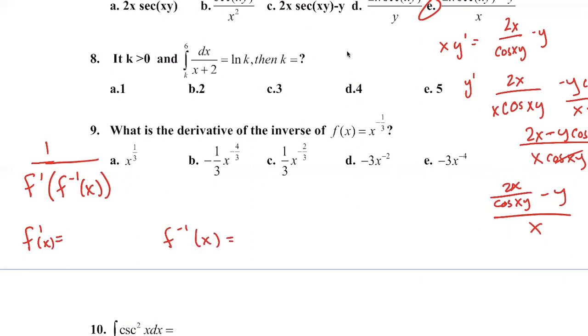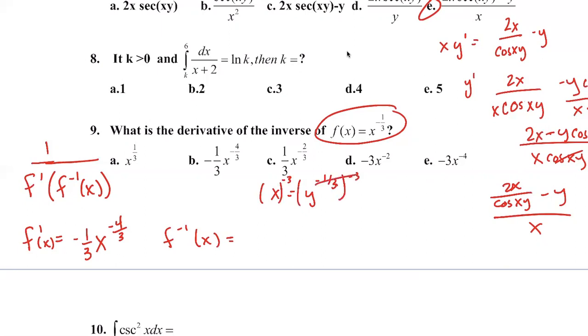So what is the derivative of that function? Negative 1/3 x to the negative 4/3. That's correct. So if we find the inverse, remember you switch your x and y, and then you solve for y. So you're taking both sides to the negative 3rd power. Then these cancel, and that is my inverse. So x to the negative 3rd.